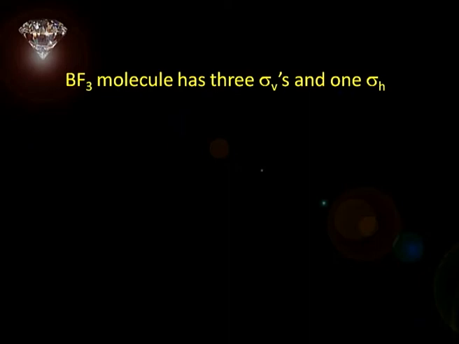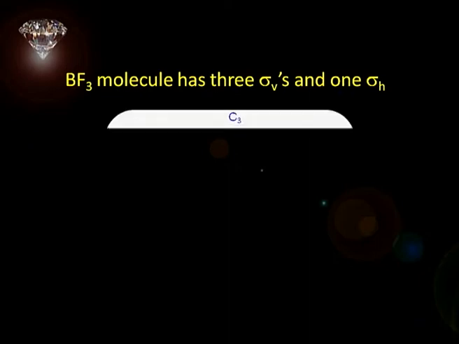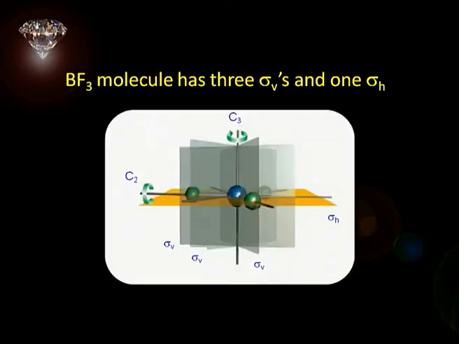Yet another example can be taken. You can think of the BF3 molecule. BF3 has two types of planes of symmetry. In this case, this is a flat molecule, with the boron atom and 3 fluorine atoms. We find that it has 3 sigma v's, which you should be able to locate. Each one of them goes through the boron atom and one of the fluorine atoms, and the plane of the molecule itself is the sigma h. So there are 4 different planes in this molecule, the 3 sigma v's and 1 sigma h.